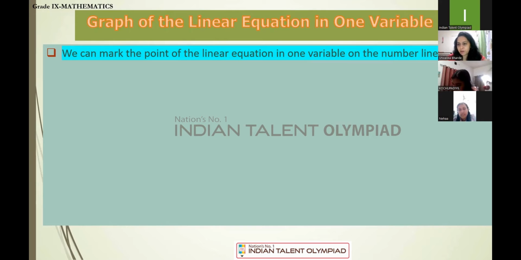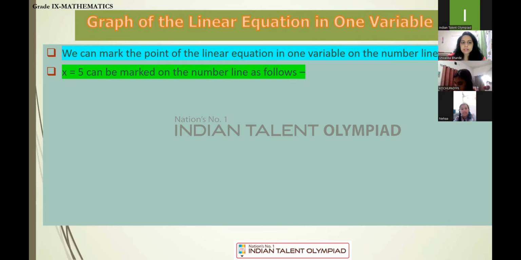On a number line, show me x is equal to 5. Just plot the point 5. Where is that? I can show you the equation, x is equal to 5. Can you mark it on the number line? How can you mark it? I will show you in the next step. Is this difficult? Do you know how to represent this number?